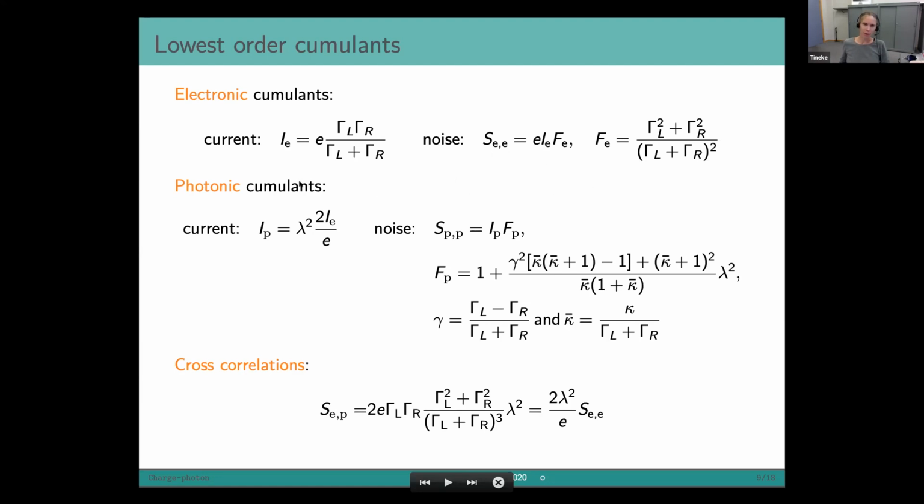Also, what's very surprising is that the photon cumulants are just proportional to lambda squared times this electron current. There's this factor 2 because you can have photons coming into your cavity when an electron goes into the dot or when it goes out of the dot. And there are no higher order terms. Also, the photon noise cumulant is of order lambda squared. It's this photon current times some photonic Fano factor, which is 1 plus some quantity that is always positive. So it turns out you always have bunching in the photon statistics.